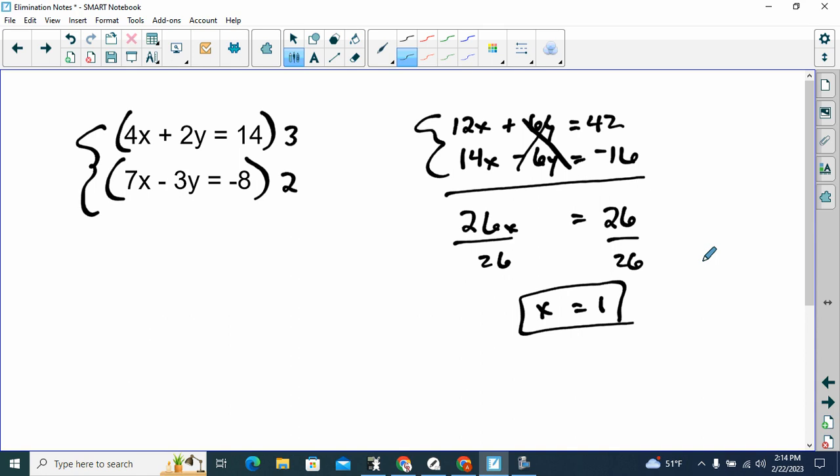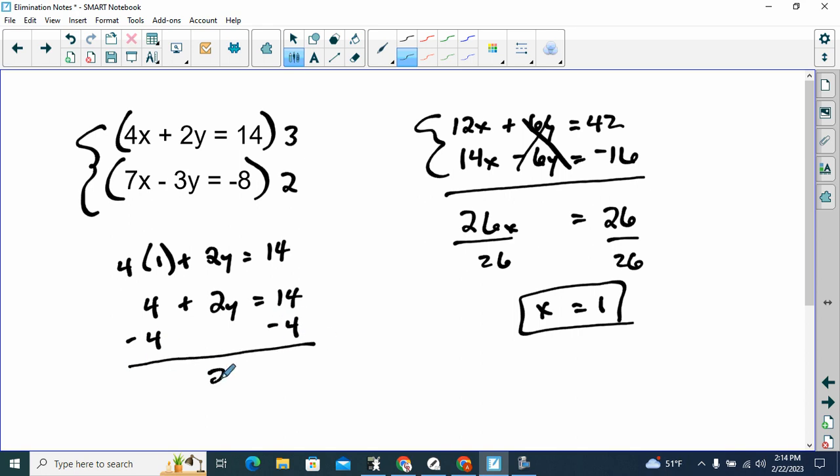We have our x, we need our y as well. Plug in 1 right here. 4 times 1 plus 2y equals 14. 4 times 1 is 4. Subtract 4 from both sides. And divide both sides by 2. X equals 1, y equals 5.